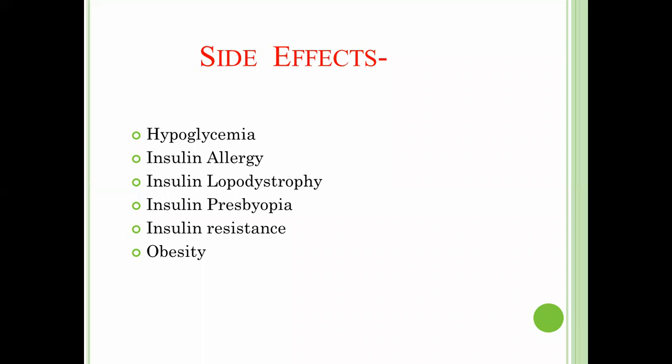If our need is complete, then there is need to stop or resist the secretion. Insulin presbyopia means loss of visual accommodation due to alteration in physical properties of the lens.